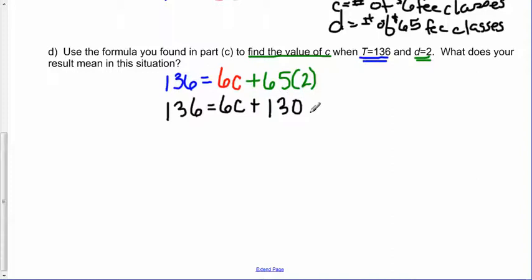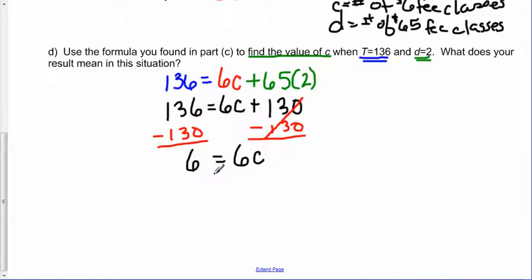Okay. Now the right side is simplified, and so let's work on getting the C by itself. So we're going to subtract 130 from both sides to start working on isolating the C variable. When we do that, the 130s are going to cancel out, and that's going to leave me with 6 on the left side, and on the right side, we're going to have 6 times C. Now to get C by itself, we're going to divide both sides by 6. And that's going to tell us that we've got 1 equal to C, or C equals 1. So we found the value for C.